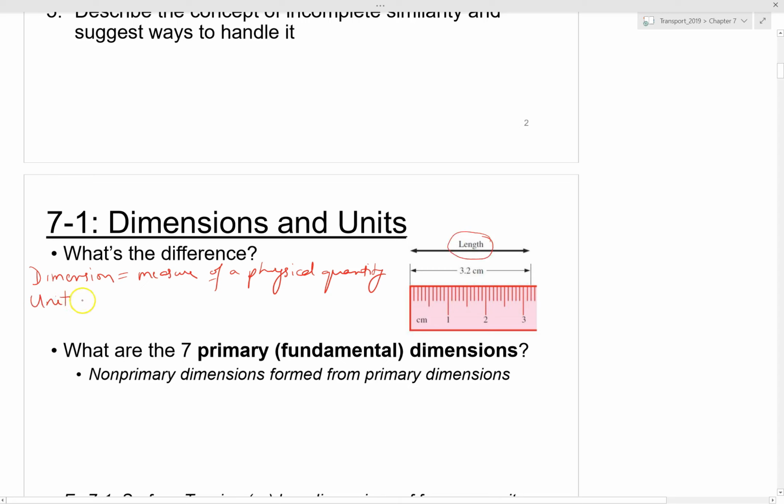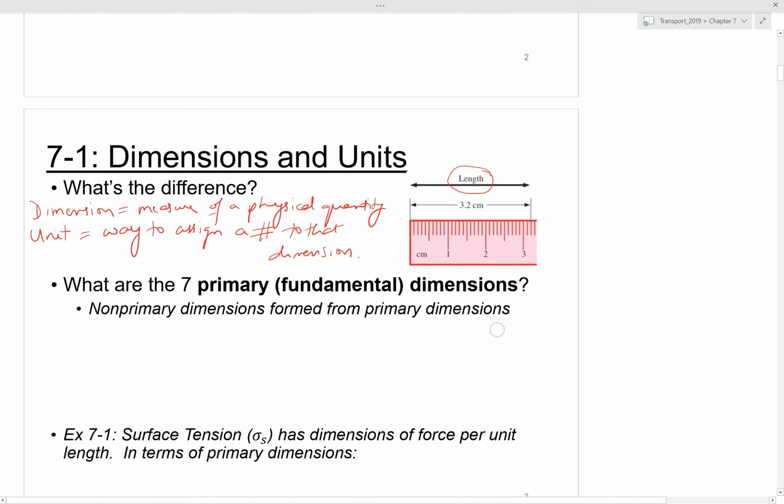Unit is a way to assign a value or a number to that dimension. So what are the 7 primary dimensions or fundamental dimensions, what we call it?